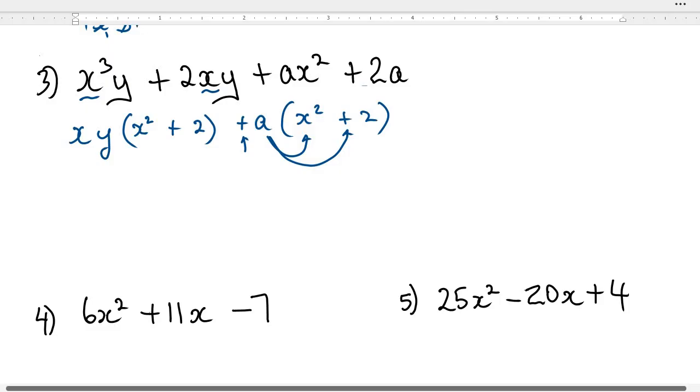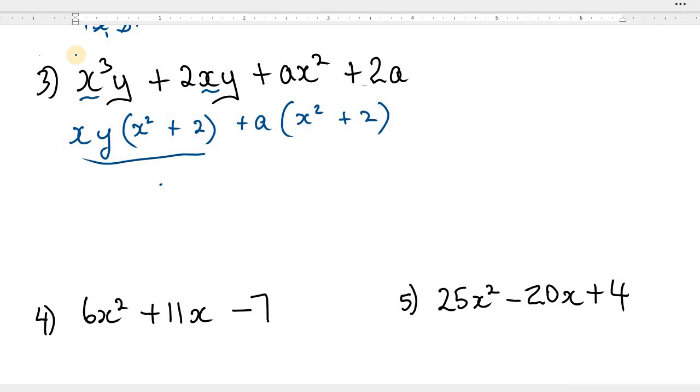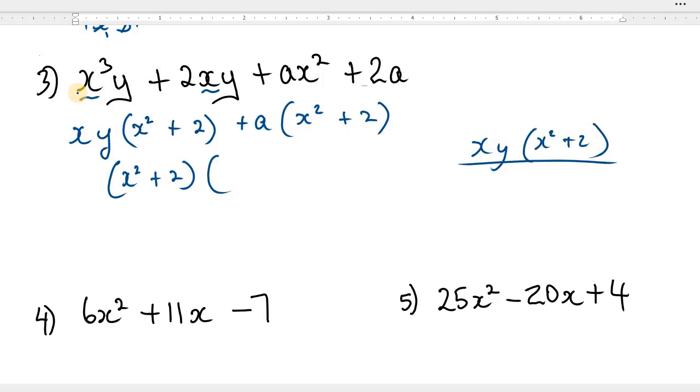All right. So now, if we look at both sections, what's common? The x squared plus 2. So we're going to take out that as the common factor, x squared plus 2. It's a binomial factor that's common to both sides. Then, since I take out the x squared plus 2, what am I left with? It's like dividing xy times x squared plus 2 by the common factor of x squared plus 2. This will cancel this, leaving us with xy.